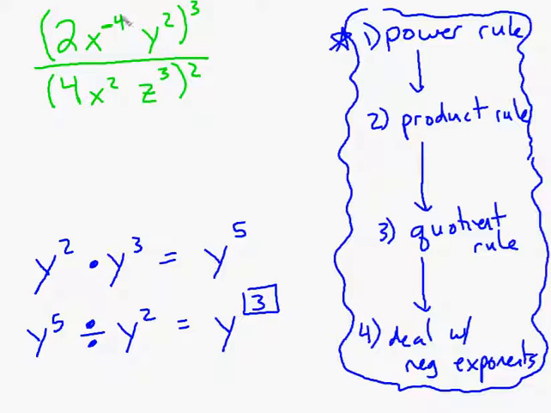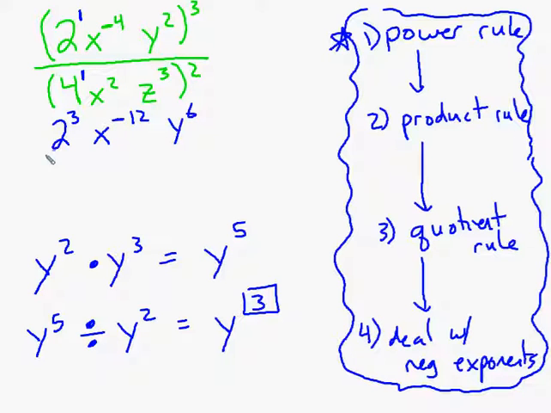Okay, so what do we do here? What's the exponent on this 2? 1. And the exponent on the 4? 1. Okay, so when I do my power rule, I'm going to get 2 to the third, x to the 6. Careful. Okay. What's negative 4 times 3? Negative 12. Y to the 6.